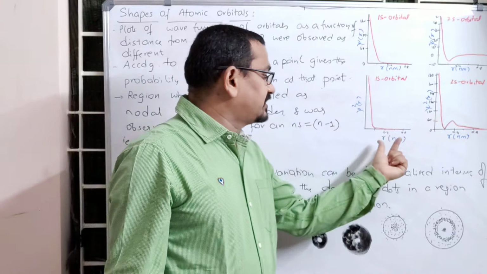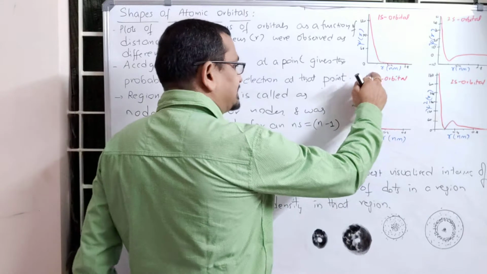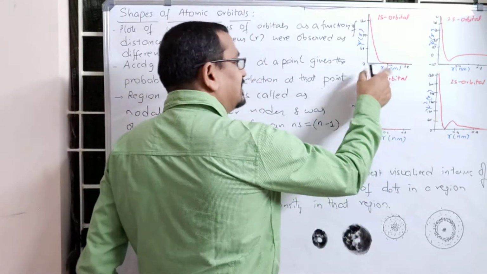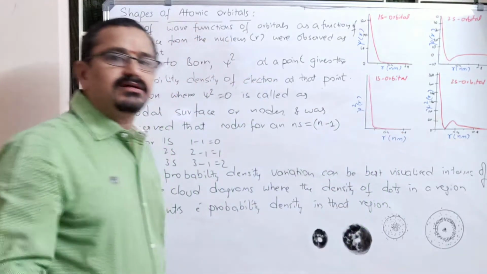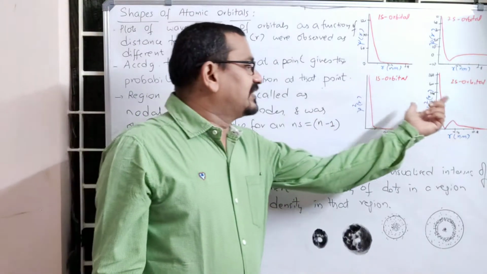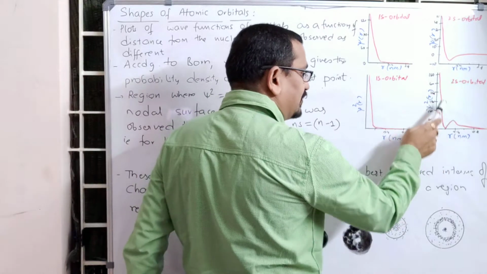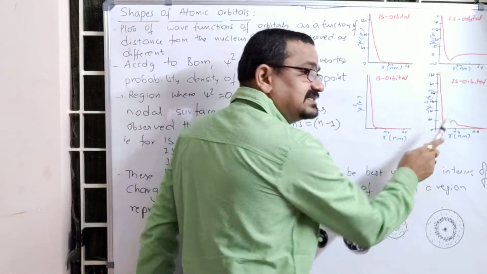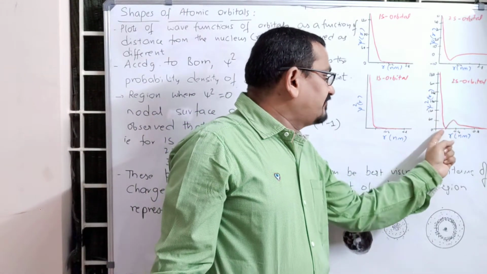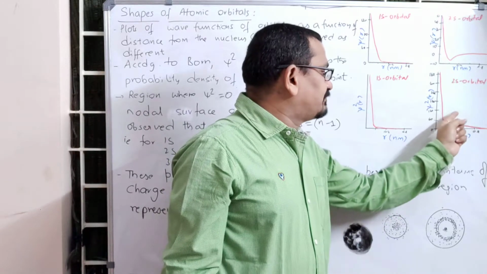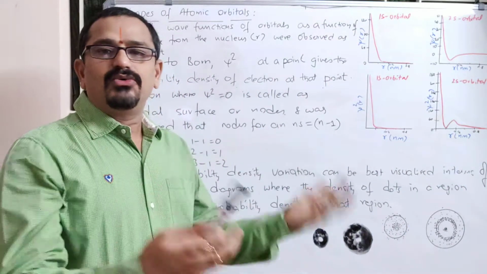When psi square was plotted against the distance from the nucleus as a function of r, here also they noticed that with increase in distance from the nucleus, the value of psi square, the electron probability, is sharply decreasing and approaching out of nuclear influence. Similarly, for a 2s orbital, electron probability was sharply decreasing with increase in distance from the nucleus, and at one point it approaches zero electron probability density, and after that there is again an increase in probability density. After reaching a maximum, it again decreases and reaches out of nuclear influence.